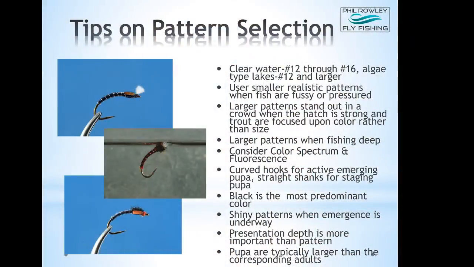And then again, that curved hook will help suggest a more active, wiggling pupa, and then also straight-shanked hooks for ones that are not moving so much. And again, black is the most predominant color. If I had one chironomid color to fish with, it would be a black-bodied pupa with a red rib. That's your bread and butter, start-the-day fly. If you're looking for a starting point, pick a black and red.